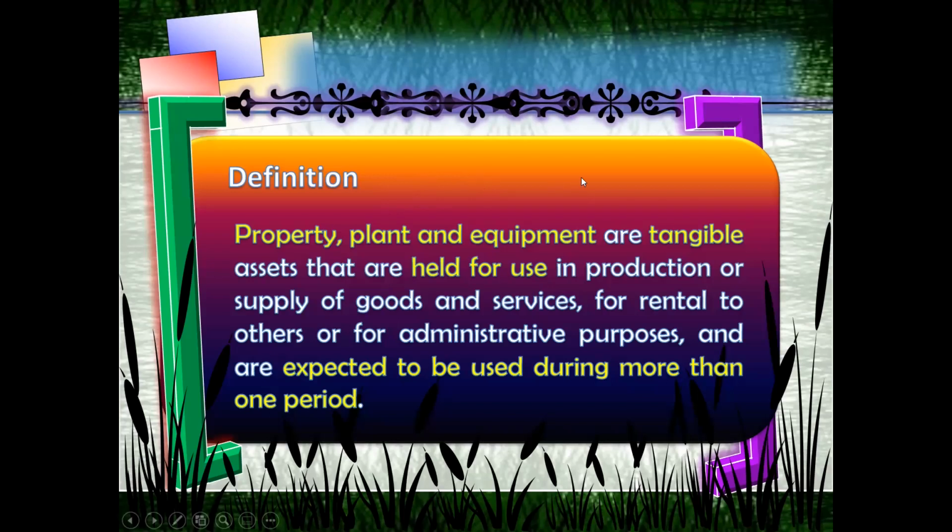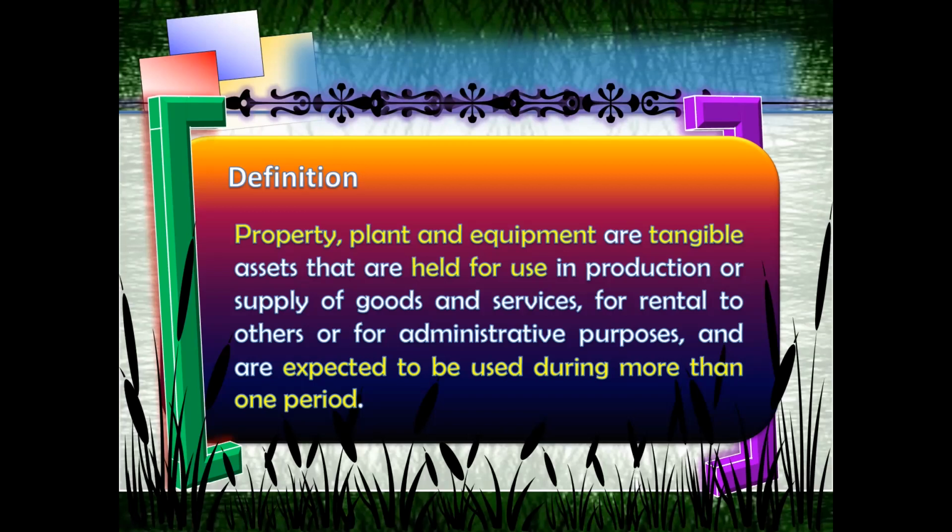So as defined, property, plant, and equipment are tangible assets that are held for use in production or supply of goods and services, for rental to others or for administrative purposes, and are expected to be used during more than one period. So based on this definition, we have three essential characteristics of a property, plant, and equipment. So we term it as PPE.